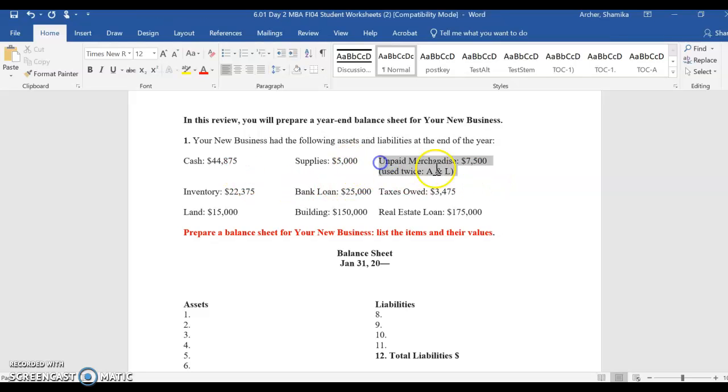This one right here is tricky, and they give you where to put it. Unpaid merchandise, $7,500, and they're telling you it is used twice. So that means this one is going to be in assets and also liabilities. Inventory is $22,375. Your bank loan is $25,000, and then your taxes owed are $3,475. Land is $15,000. Building is $150,000, and the real estate loan is $175,000.